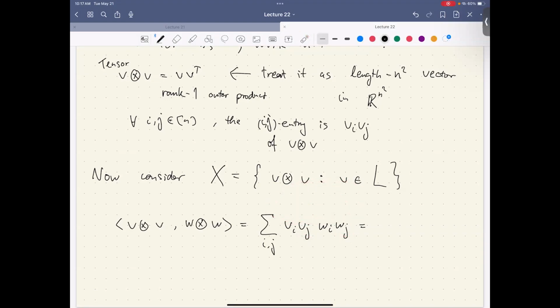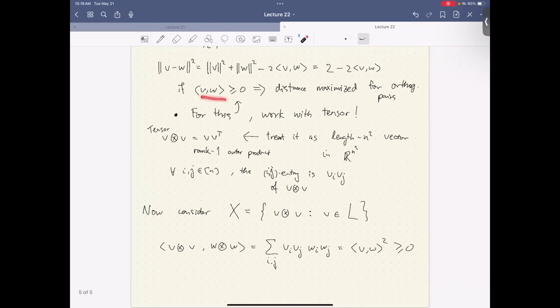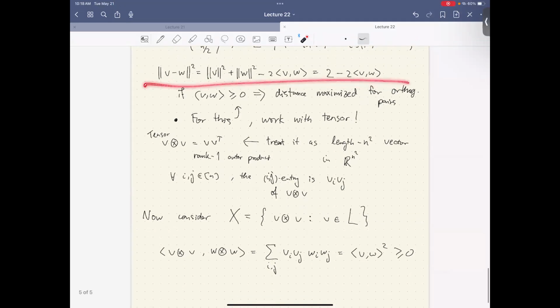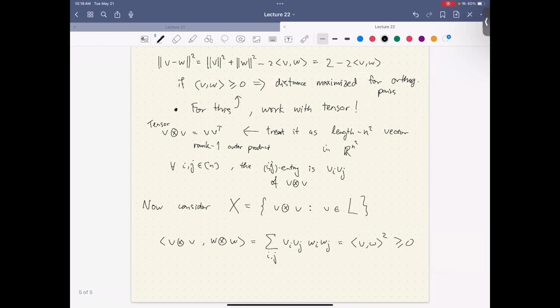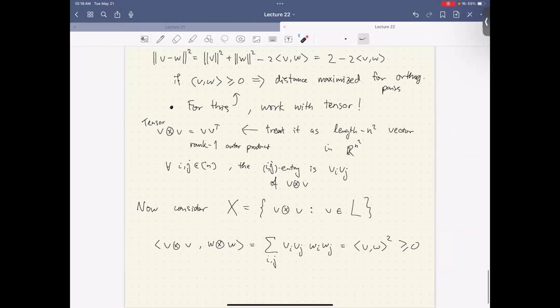So this equals the inner product of v and w, squared, which is non-negative. Good. So by passing to tensors, we do have that two points are furthest apart when they are orthogonal. Let's double check that. Let's compute this quantity, but for tensors. It is the same, right?